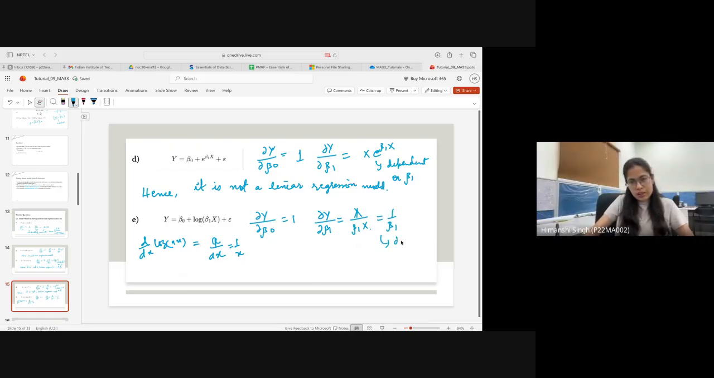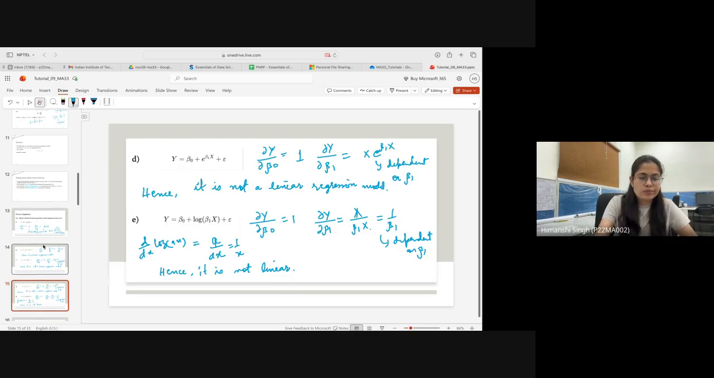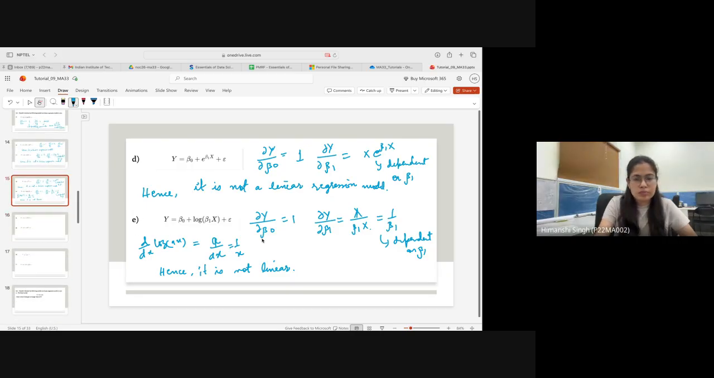So it is again dependent on beta 1. I hope this is clear. Fine, so we'll move forward.